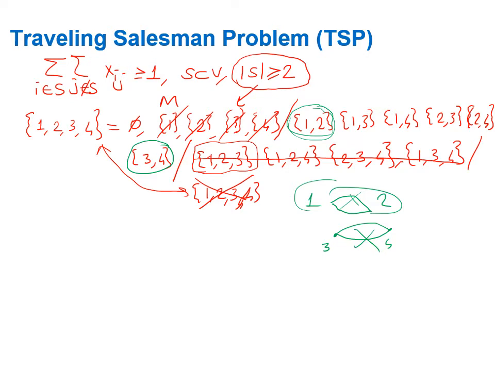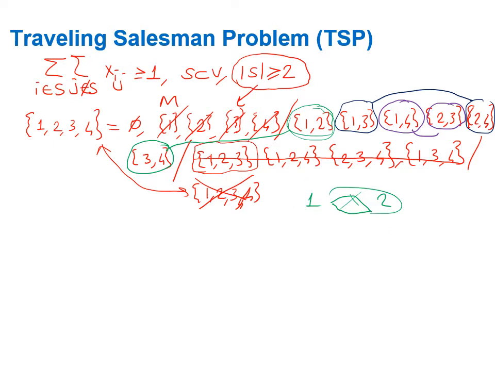Again, 1 and 3 and 2 and 4 are pairs. Let me sketch like this. And 1 and 4 and 2 and 3 are pairs. For these pairs, we only need to write one of them, and we can eliminate the other one automatically. It means that for this example, we are going to write only 3 subtour elimination constraints.